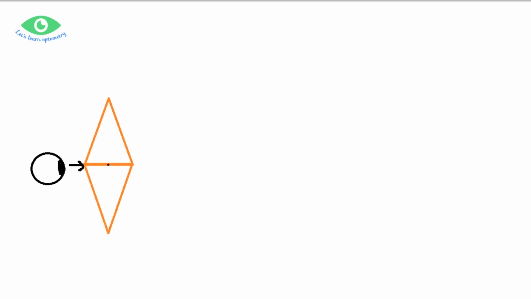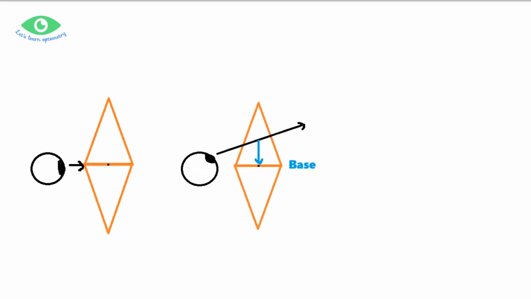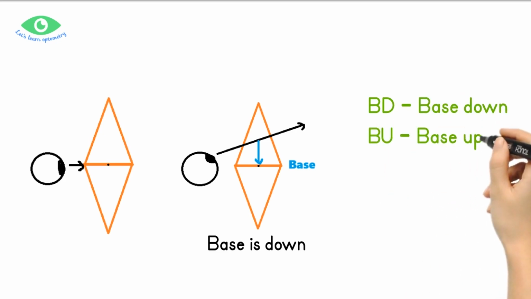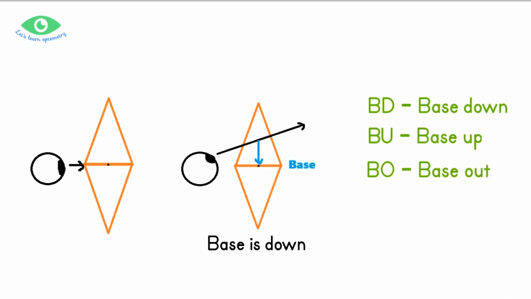When the eye looks directly through the optical center, there is no light deviation, therefore no prism is created. However, when the eye moves away from the optical center, a measurable prismatic effect appears. In the example shown, the eye is looking upward relative to the lens base. This means the prism base is oriented down. Base directions are crucial when using Prentice Rule and are expressed as base down, base up, base out or base in as BD, BU, BO and BI respectively.